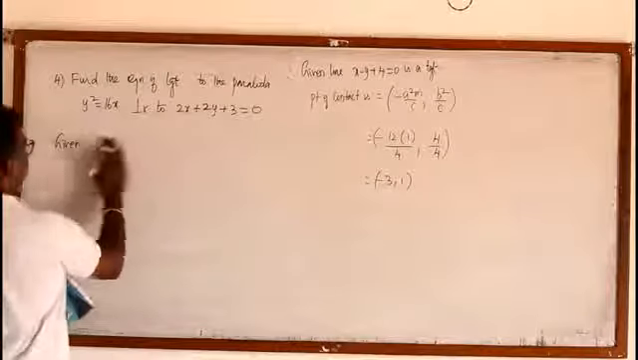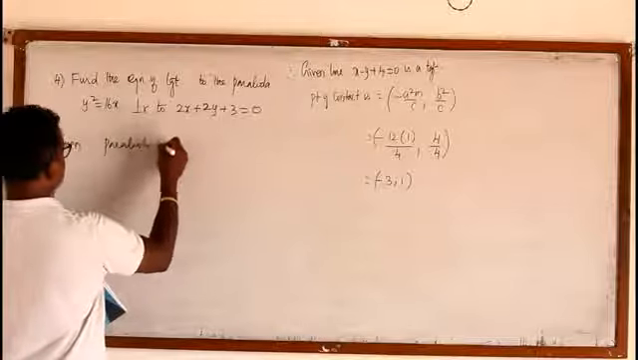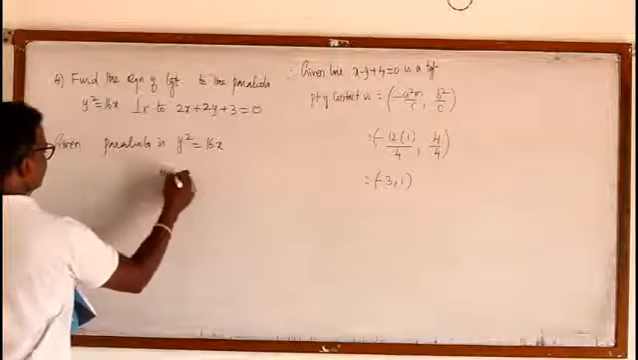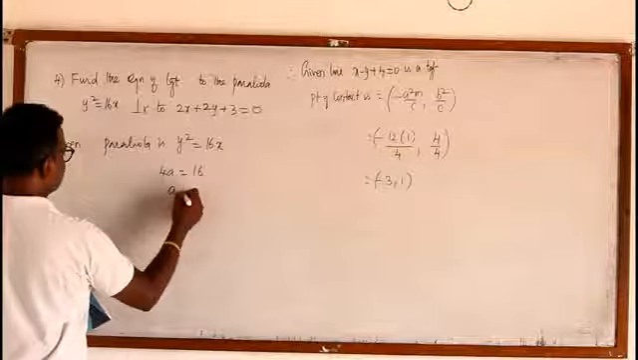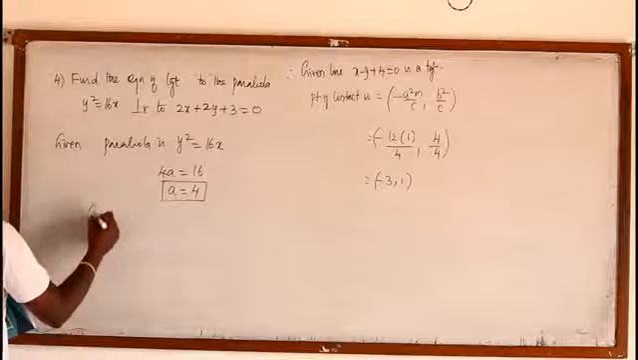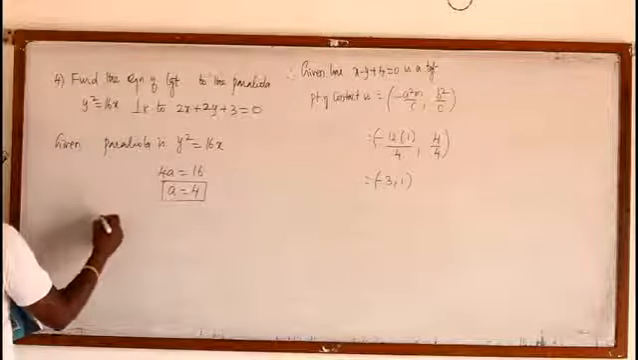Let me try. So we should take the parabola first. Given parabola is y square equal to 16x. So in the place of 4a we have 16. So a equal to 16 by 4, which is 4. So suddenly write the tangent now.